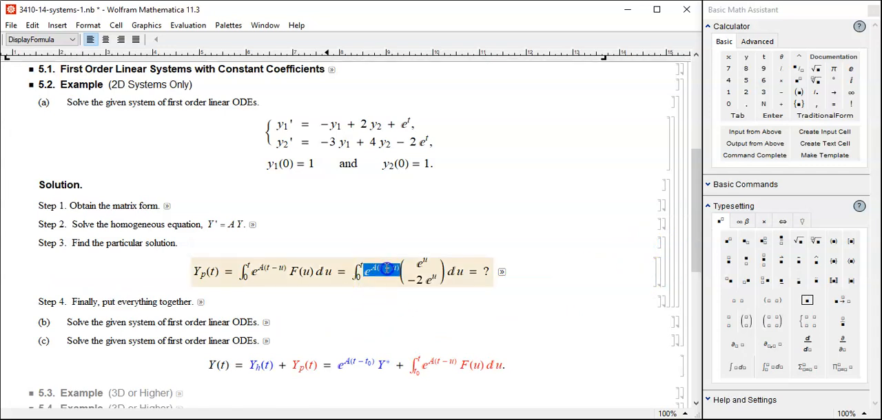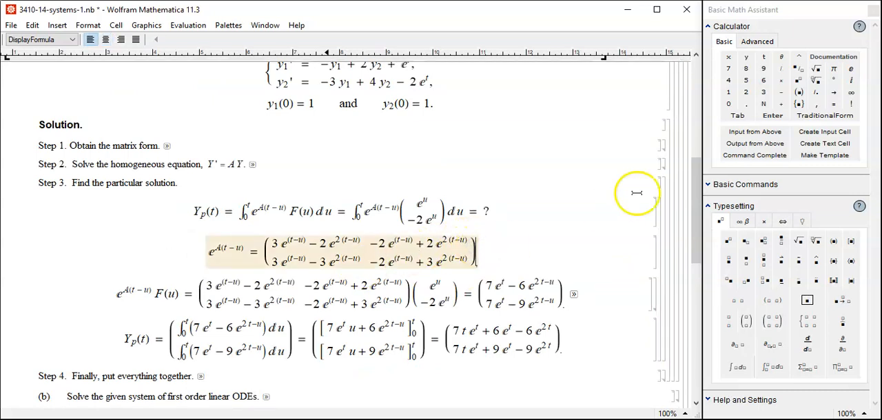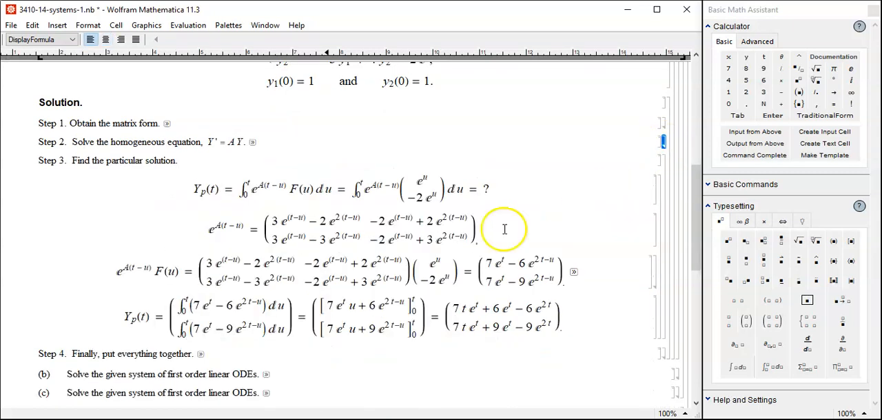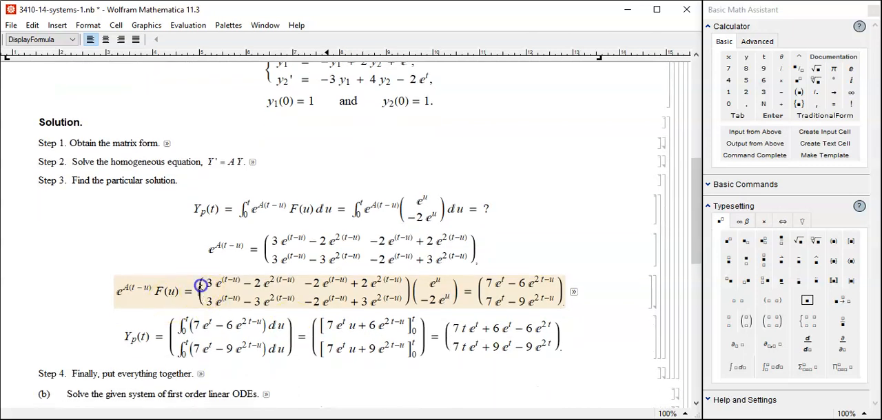You see, e to the A(t minus u), so instead of e to the At, previously we found out, where is it? Yeah, from here, replace t by t minus u, and that's what this is. And here I need f of u, so instead of e to the t power, we want e to the u power, like that. So this matrix exponential times f turns out to be like this, and that's the integrand.